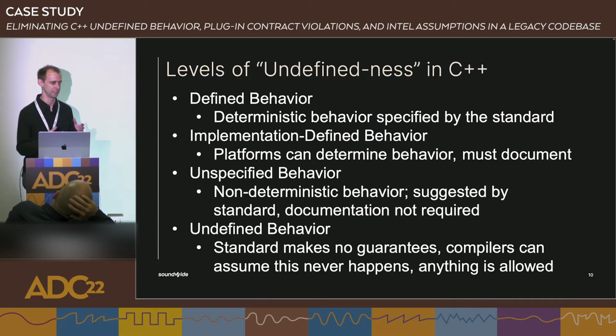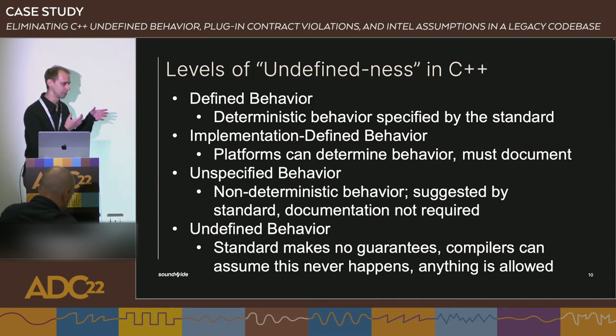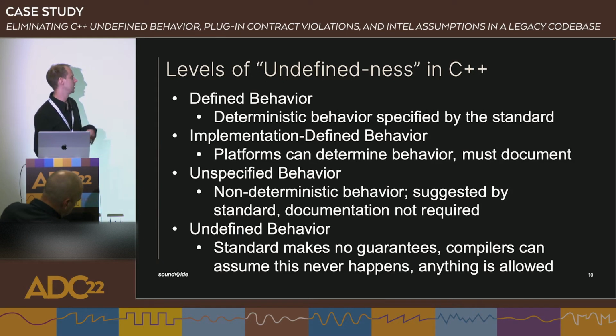The best example of this is function argument order. If you make a function call and you pass in multiple arguments into the function, you don't know which order those are happening in, but it has to happen in some specific order. Then the last category, and there's this huge gap between unspecified behavior and undefined behavior. In undefined behavior, the standard really doesn't say anything, and compilers can assume this never happens. So if you write undefined behavior as a programmer, the compiler is allowed to compile that however it wants.